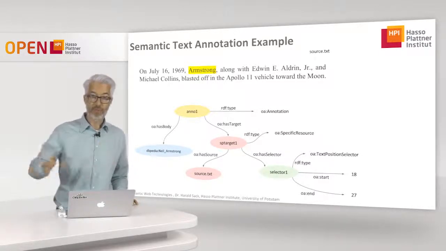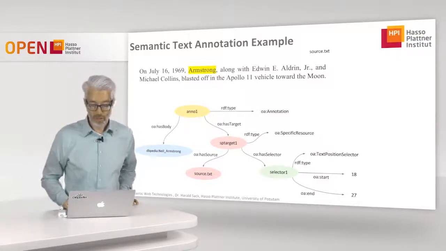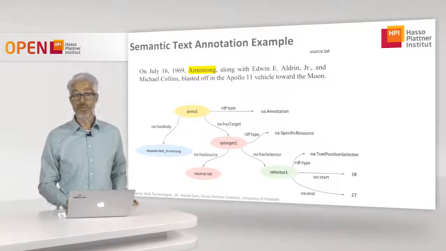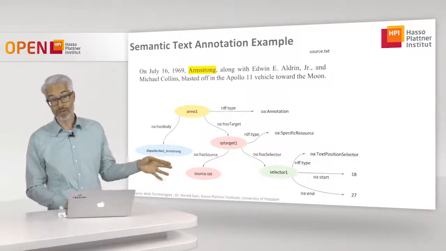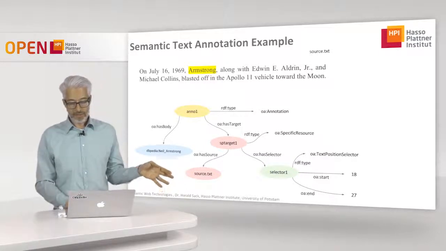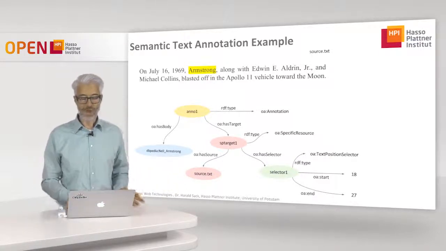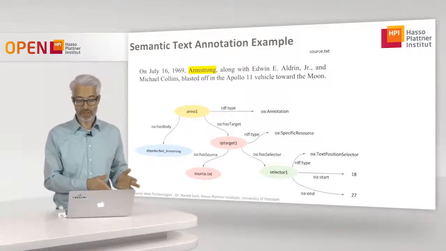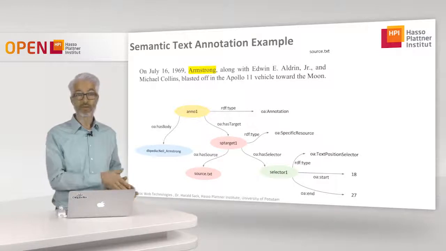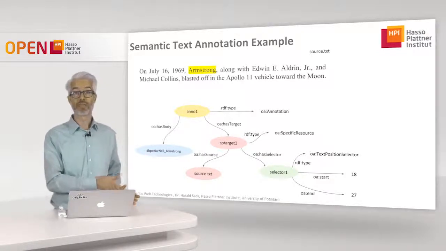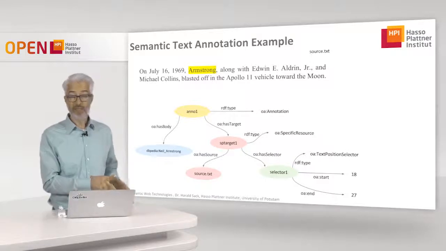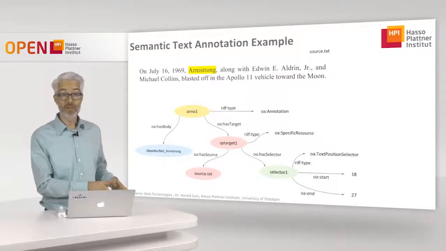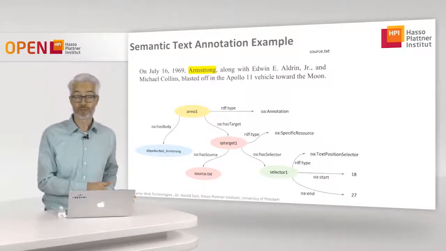And then I provide a so-called selector with the property has selector. This is a text position selector that I can use. I have several possibilities to do that. The text position selector, for example, determines the start and the end of the annotation. So this means that between character number 18 and character number 27, this part of the text in the document source.txt is annotated with the DBpedia resource Neil Armstrong.